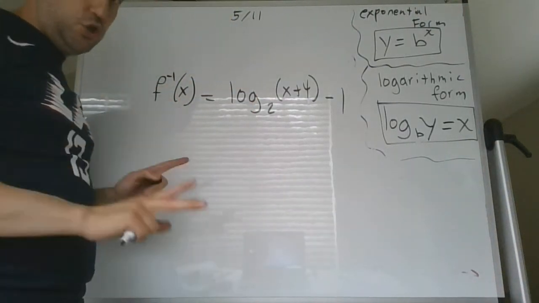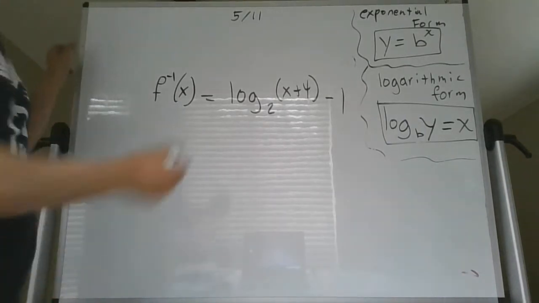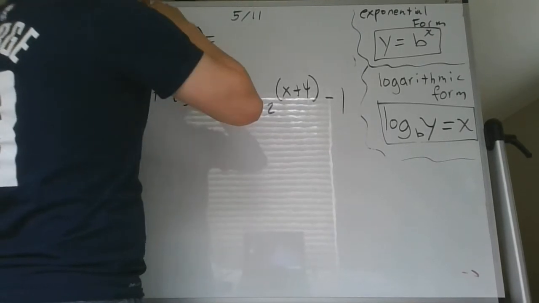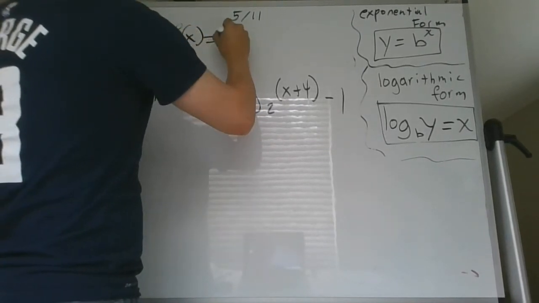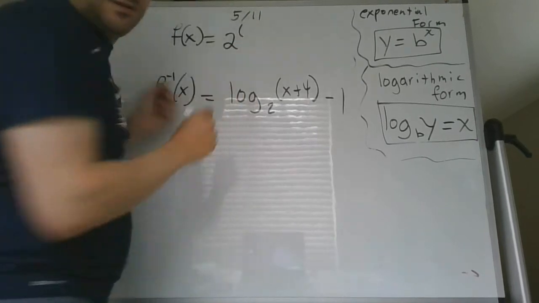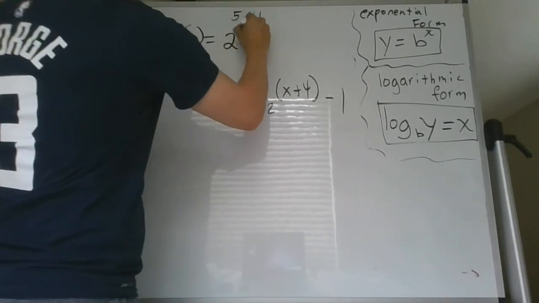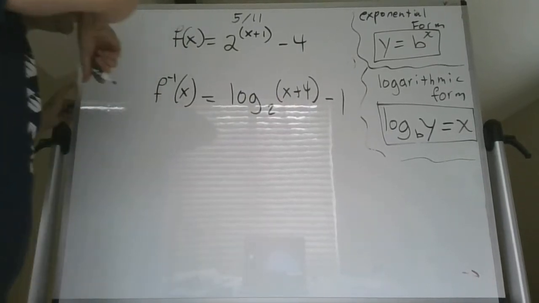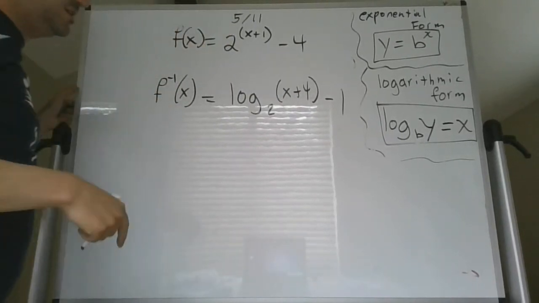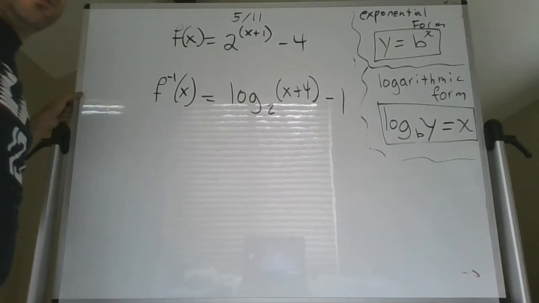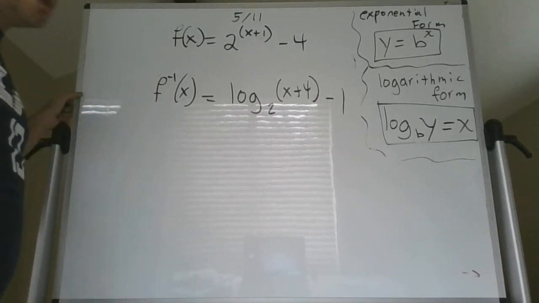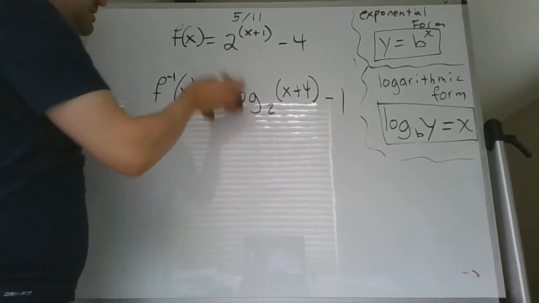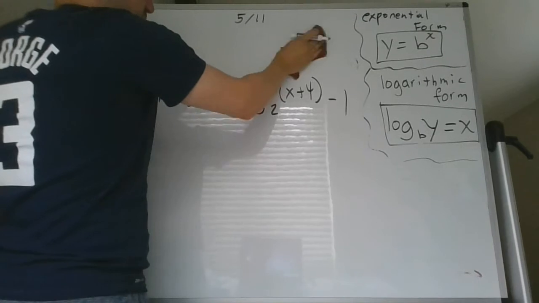So video number 2, we got this function right here, which is f of x equals 2 to the power of x plus 1, and then minus 4. We took that, and we converted this, and we found the inverse of this. The inverse of an exponential is a log. So we had done all that, and so we ended up getting this. You have to watch video 2 for how we did that.